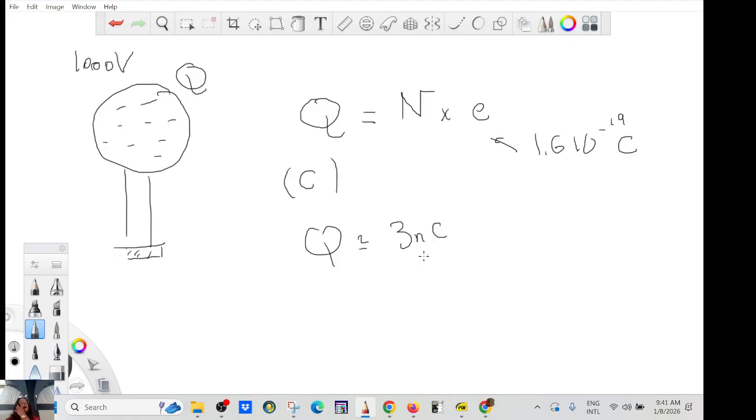So can you find the number of electrons here? Okay, so the total charge is 3 nanocoulomb. One elementary charge is 1.6 times 10 to the negative 19. Can you find the n? And you stop staring, you take your calculator and you hit your calculator.